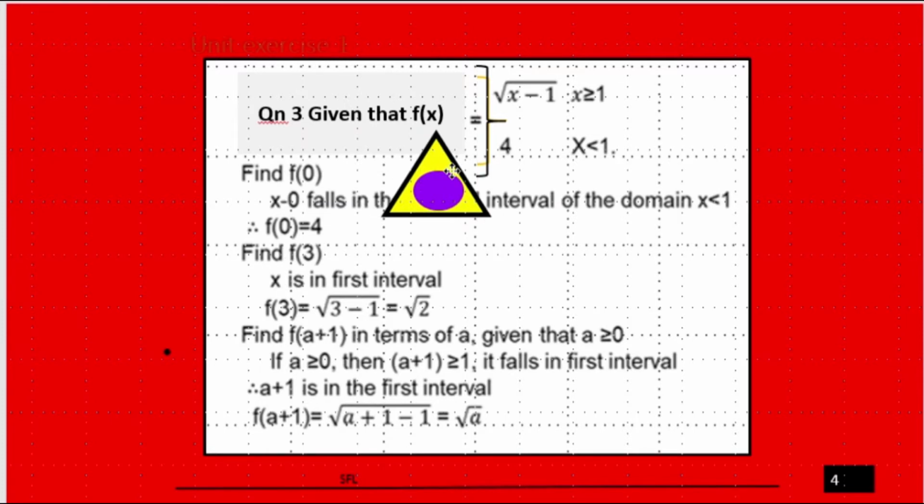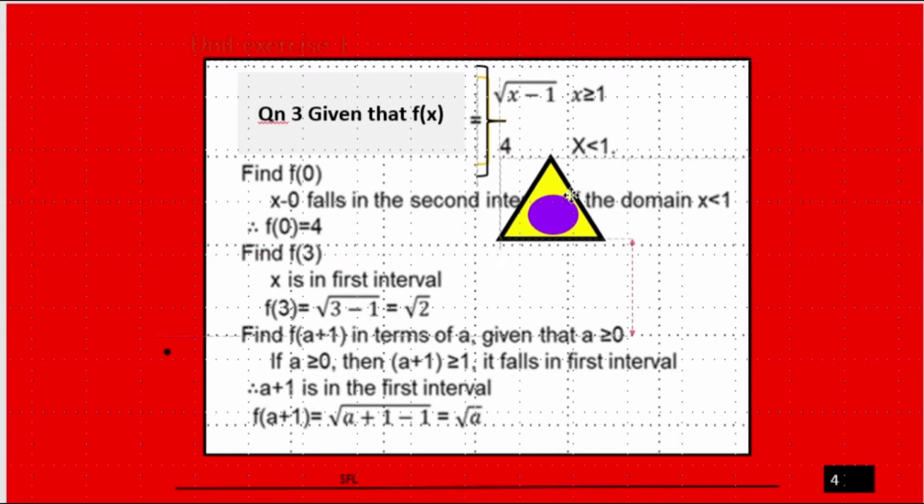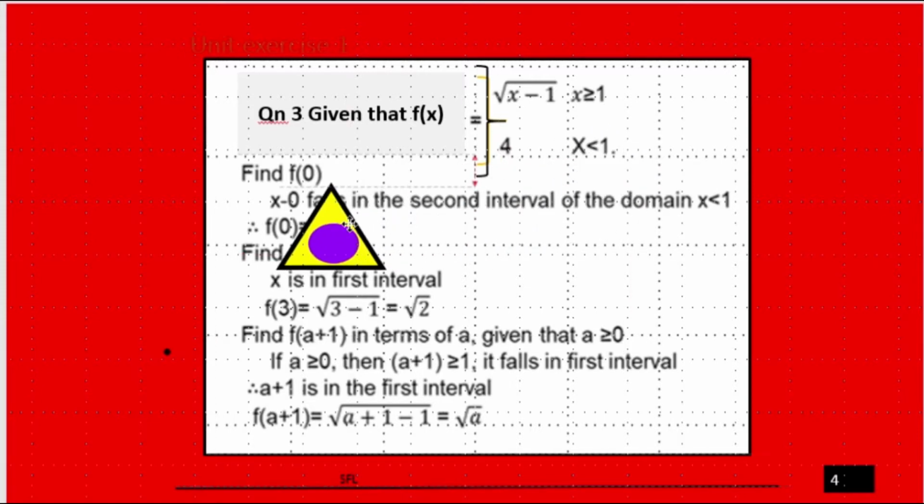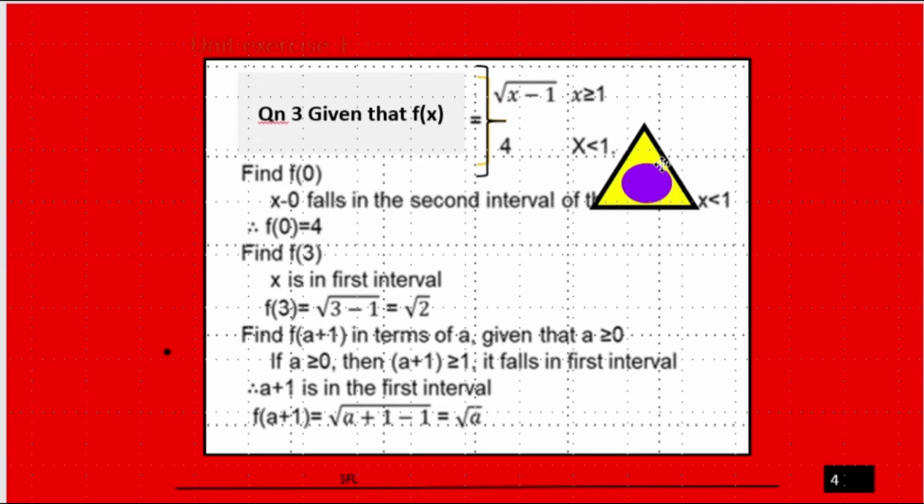Question number 3. Given that f(x) = √(x − 1) when x is greater than or equal to 1, and f(x) = 4 when x is less than 1. Find f(0). This is a multiple domain function. Now we need to find f(0). 0 falls in the second domain interval. Hence, f(x) is 4. f(0) = 4.